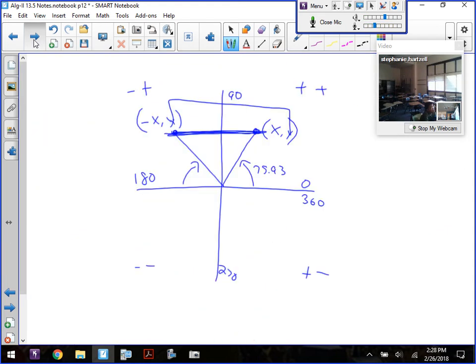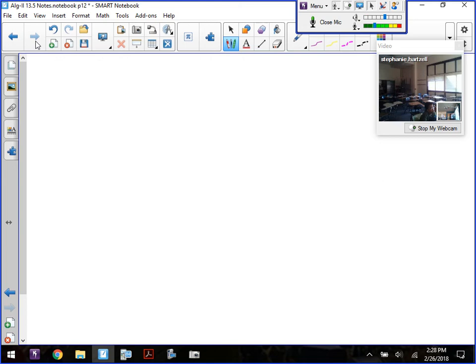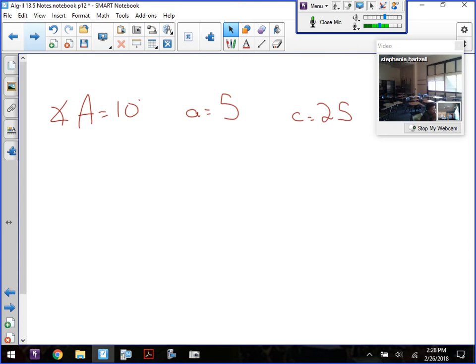What's that? Yeah, sometimes. So angle A is 10, little a is 5, little c is 25. This may or may not be one triangle, two triangles, or no triangles. I don't know. Give it a shot.